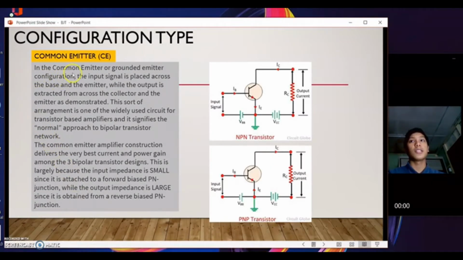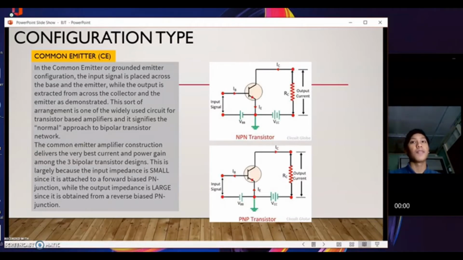Next one is common emitter, that is CE. In the common emitter or grounded emitter configuration, the input signal is placed across the base and the emitter, while the output is extracted from across the collector and the emitter as demonstrated. This sort of arrangement is one of the most widely used circuits for transistor-based amplifiers and it signifies the normal approach to bipolar transistor networks.